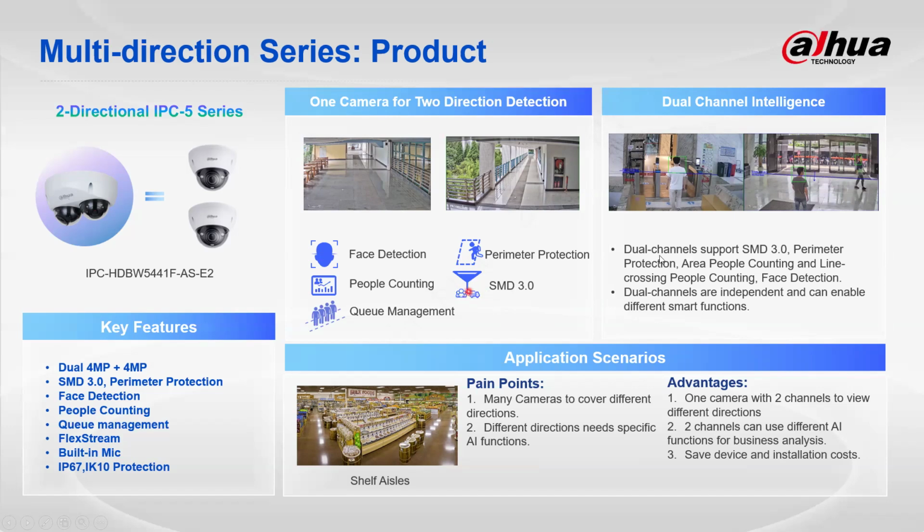Then this supports, just like the WizSense 2, SMD 3.0, perimeter protection and the ones I've mentioned before. Then there are dual channels which are independent and can enable different smart functions independently. So for example, you can take a look at this. This can do people counting. This can do, for example, face detection. This can do something like queue management, etc. So each lens can support various types of intelligent functions.